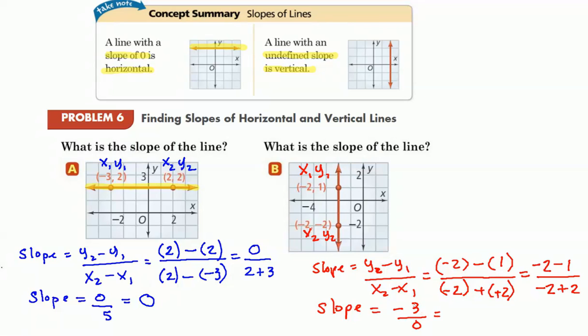When you plug this in the calculator, you're going to get an error because it is not possible to have a 0 underneath. It's undefined. So our answer is undefined. So it confirms that when you have a vertical line, you have an undefined slope.